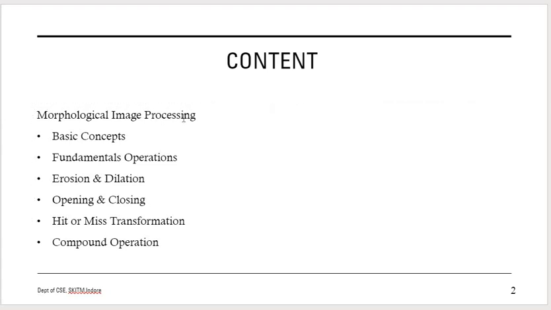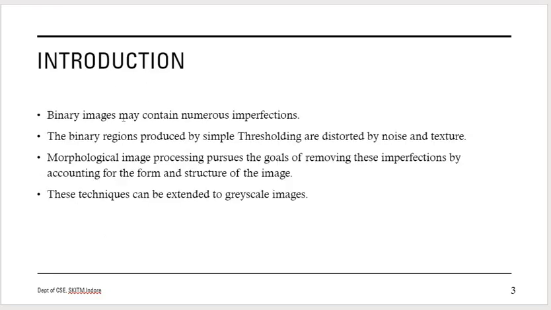First we'll see what is morphological image processing. The fundamental operations that we are applying over the images are erosion, dilation, opening, closing, hit or miss transformation, and next is the compound operation. If I am talking about the morphological operation, the binary image contains numerous imperfections. The binary image produced by simple thresholding is distorted by noise and texture. Morphological image processing pursues the goal of removing these imperfections by accounting for the form and structure of the image.